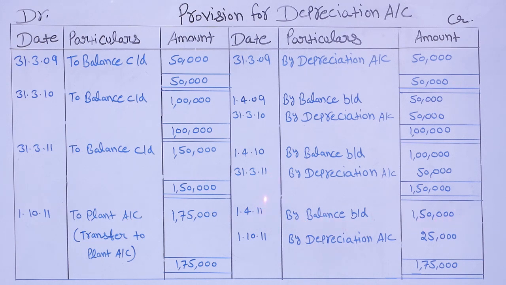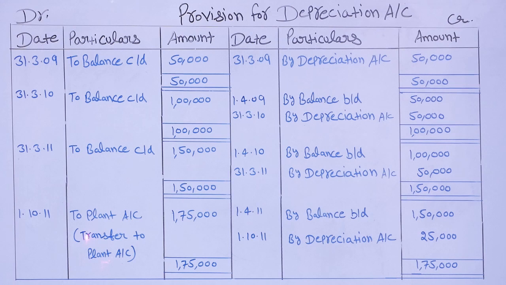On 1st October 2011, X Limited sold its plant for rupees 2 lakh. So we will charge depreciation from 1st April 2011 to 1st October 2011, that is for a period of 6 months: April, May, June, July, August, September. Full year depreciation is 50,000 and half year depreciation will be 25,000. On 1st October 2011, by depreciation 25,000. So total 1,75,000. The plant has been sold.